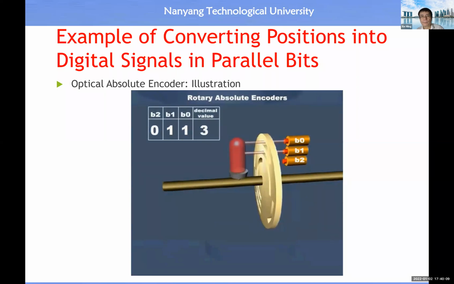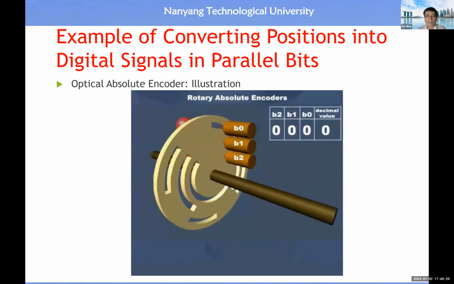As discussed earlier, with 3 photocells, an absolute encoder can detect 8 unique positions. In other words, the full shaft rotational angle of 360 degrees can be divided into 8 angular intervals of 45 degrees each that can be uniquely detected by the encoder. Here is another view of the 3-bit rotary encoder.